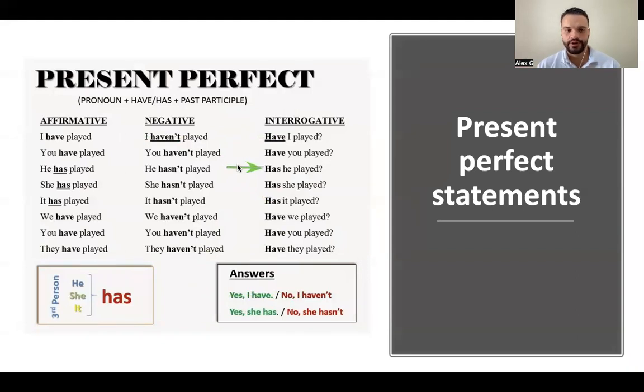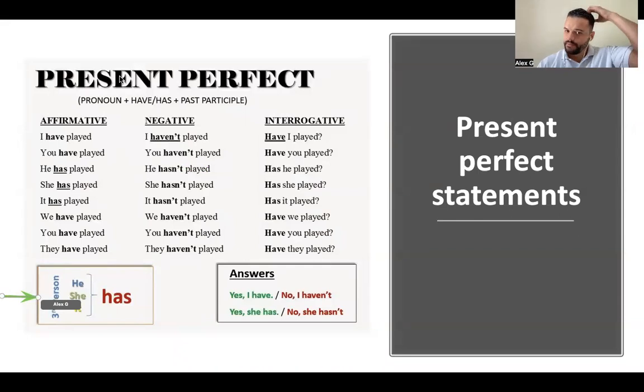If it's third person, for example, "he has played," "he hasn't played," the answer to "has he played?" is now exactly the same. "Yes, she has." "No, she hasn't." So here you can see all of the different pronouns. Remember that for third person, he, she, it, we have to use has. All of the other pronouns we use have.